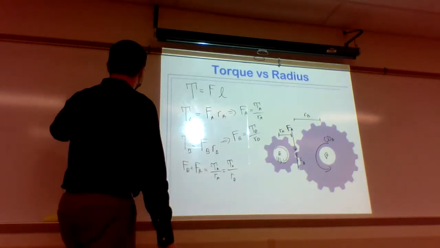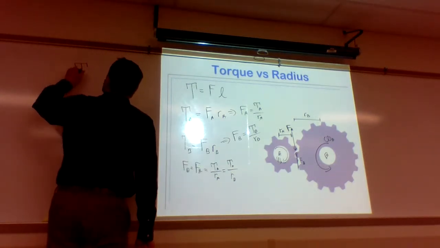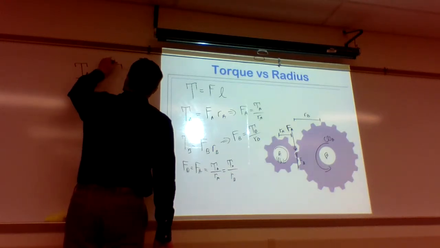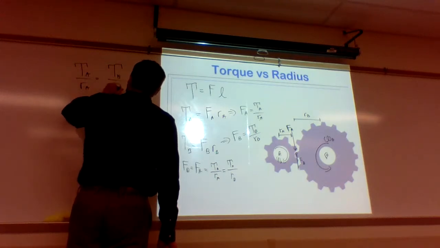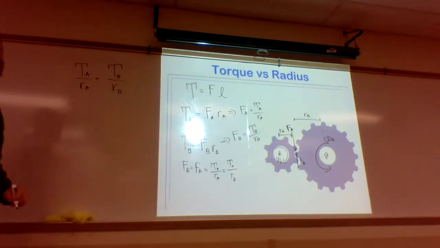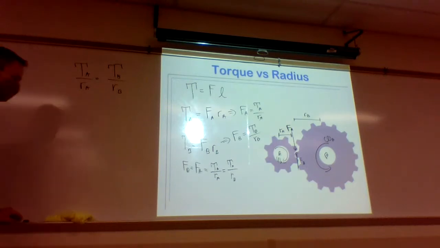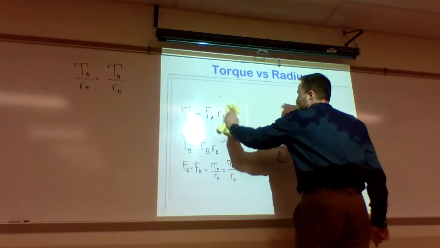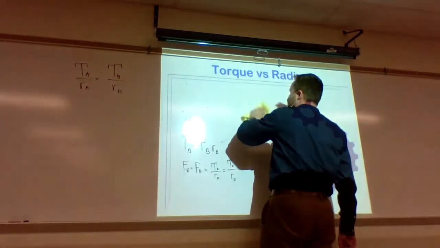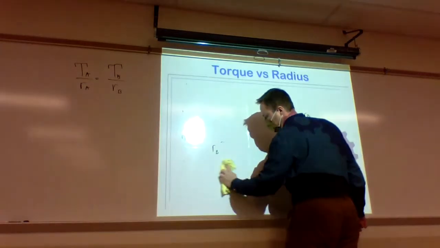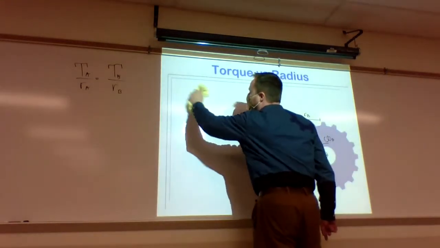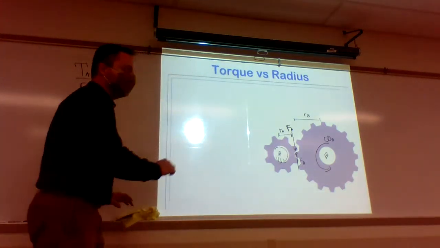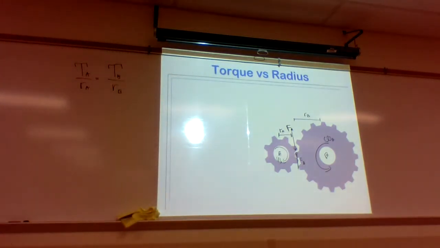Okay, I'm going to write that over to the side. That's important. Torque A over RA is equal to torque B over RB. And we're going to come back to that. I've designed this presentation for a smart board or interactive whiteboard, but I think this is actually going to work better because those are going to stay there.